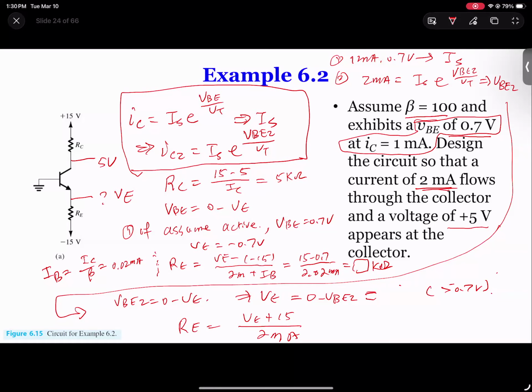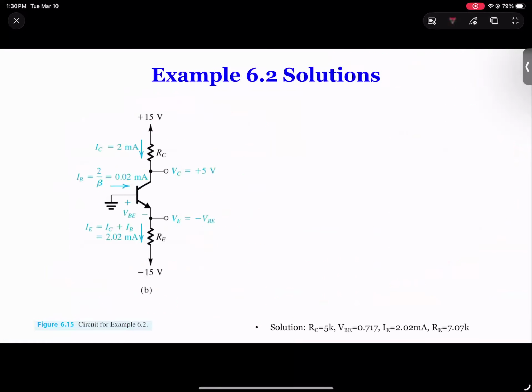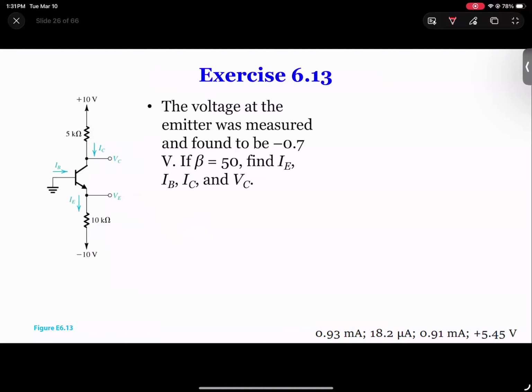and we find exactly the value. You find here the exact solution. IE, of course, is slightly bigger, slightly smaller than what we assumed. Okay. And now we're going to go through another example.